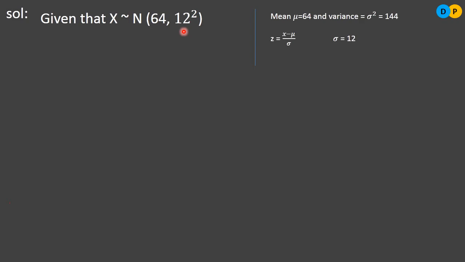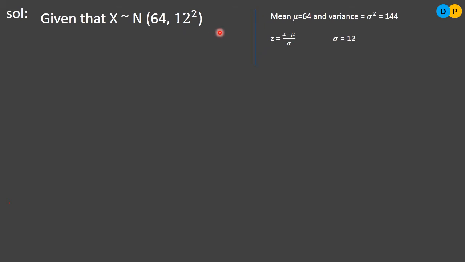Already we know that x is a normal variate to start with. What is the mean of this normal variate? The mean is 64 and the variance, that is sigma square, is 144. But here, instead of 144, I have kept it as 12 square. What is the reason? Because I cannot work with a normal variate to find the answer for this question, so I need to standardize the normal variate to a standard normal variate.